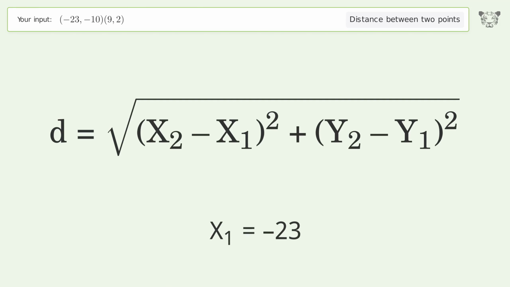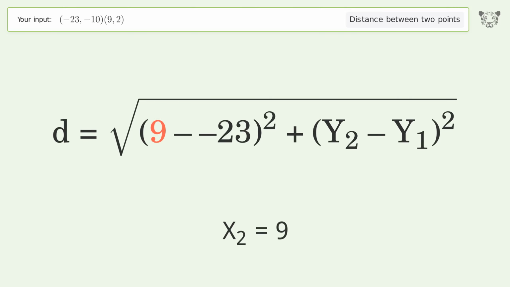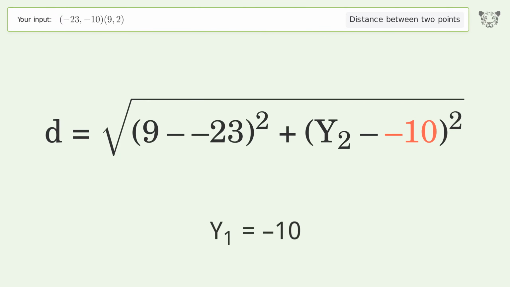x1 equals -23. x2 equals 9. y1 equals -10. y2 equals 2.